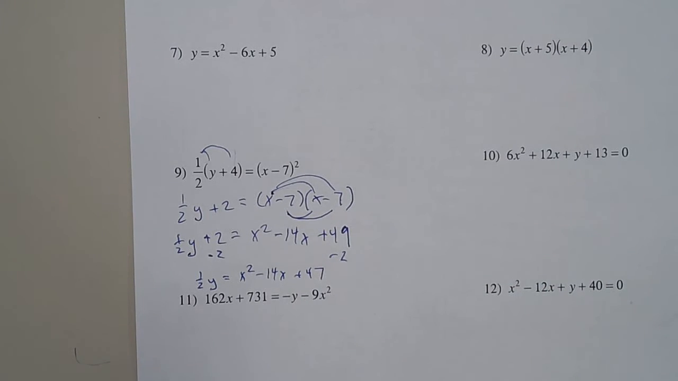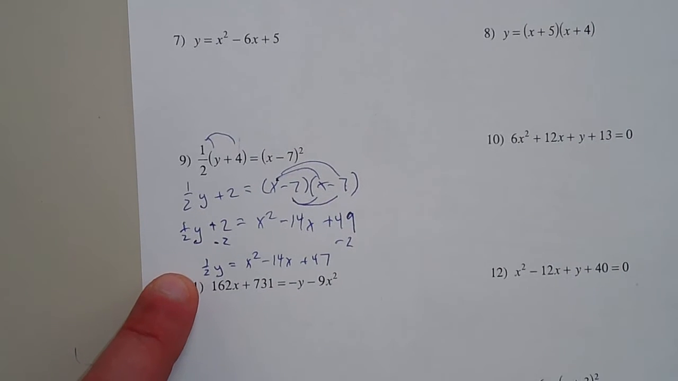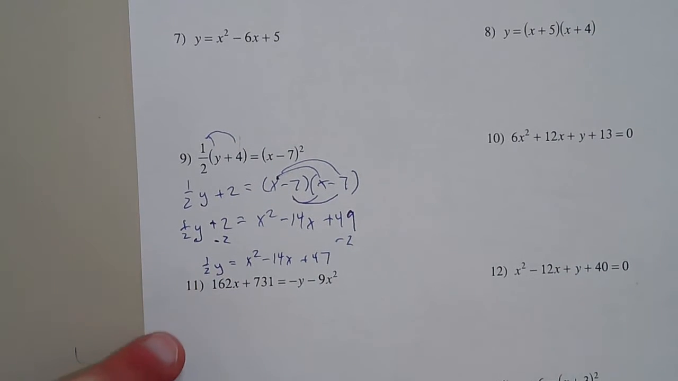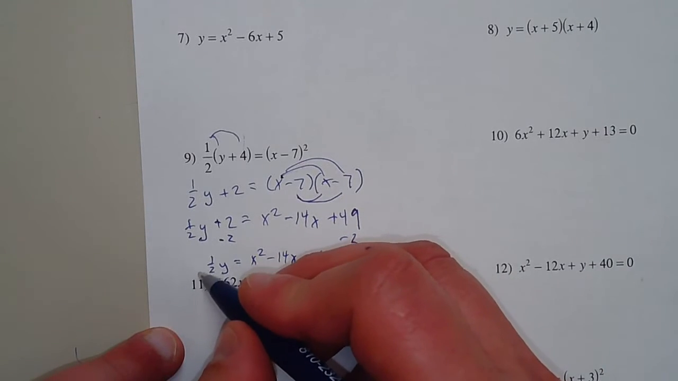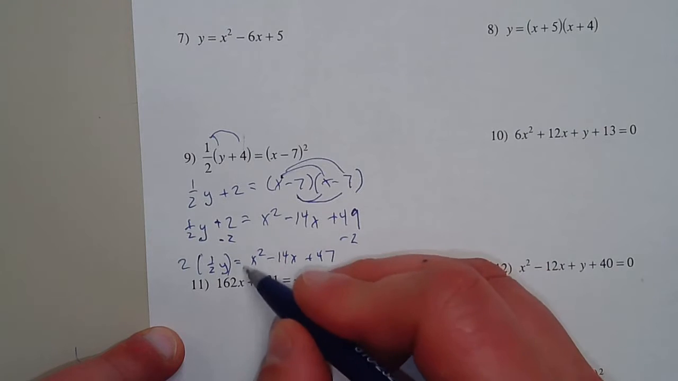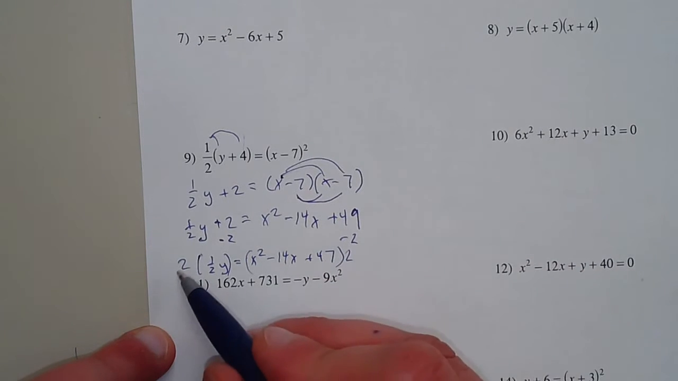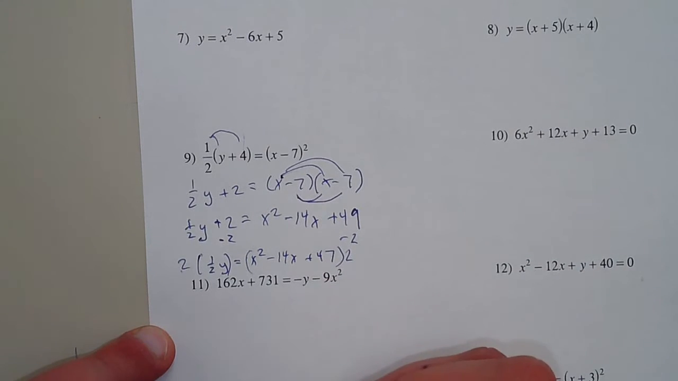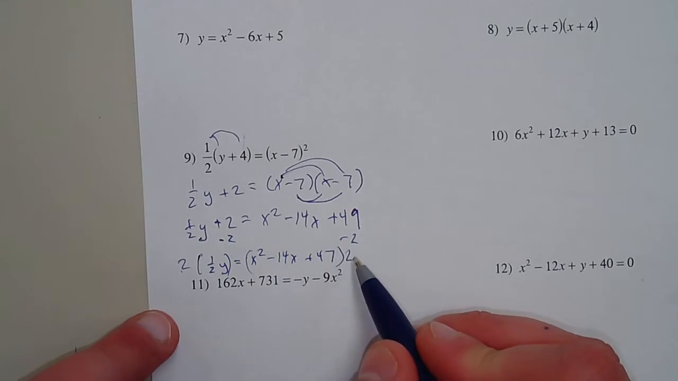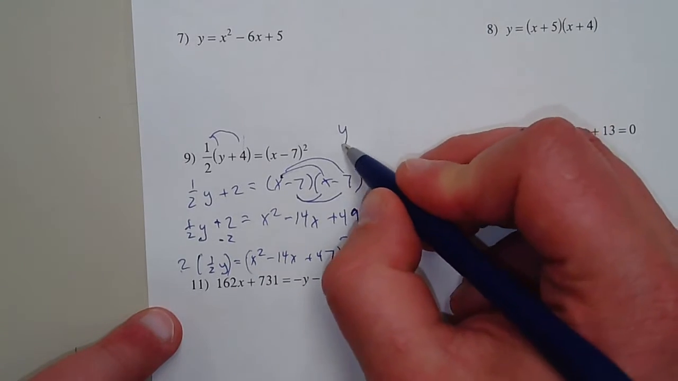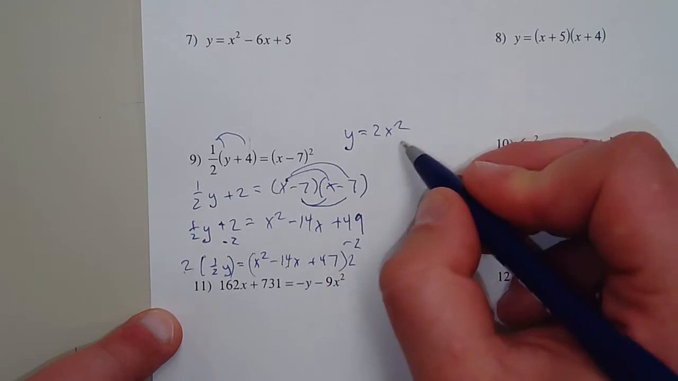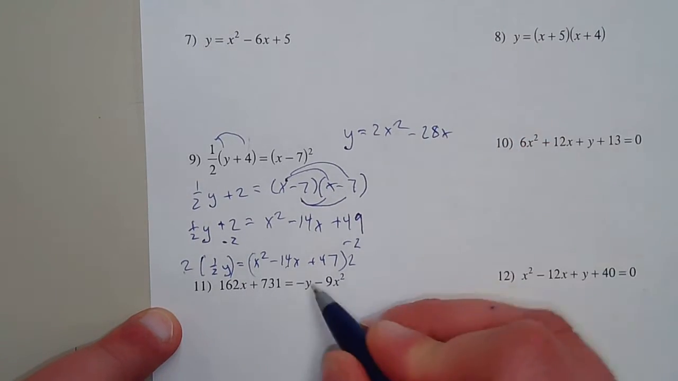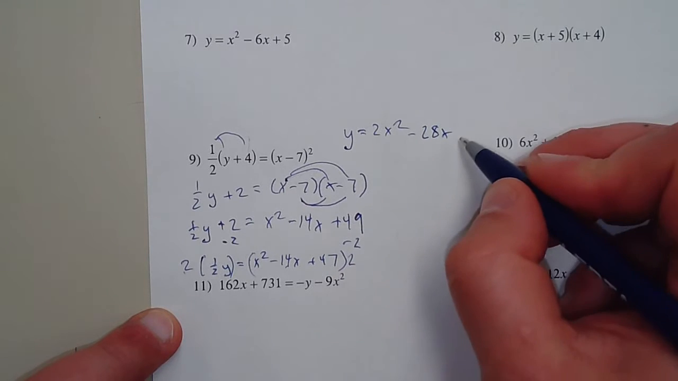Cool. Final step, since that's being multiplied by 1 half, I want to get rid of that. The easiest way to get rid of that, technically you can think of it as dividing by a half, but what really makes the most sense here is to multiply both sides by 2, because when you do that, 2 times 1 half is going to make this just y. So that's going to double all these values. I'm just going to rewrite it up here as what it is. So I have y equals 2x squared minus 28x and then plus 94.